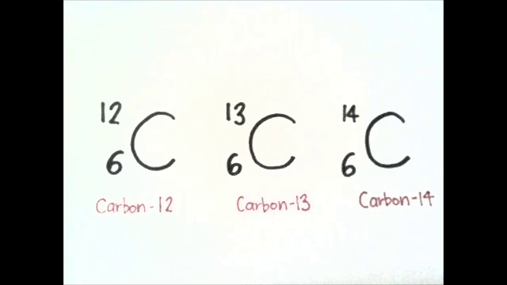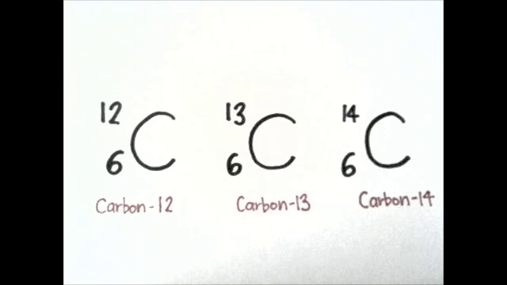The middle carbon shown here has a mass number of 13. This is because in the nucleus there are 6 protons and 7 neutrons. You can find this out by subtracting 6, which is the atomic number, from 13, the mass number. This is called carbon-13 and is an isotope of carbon.